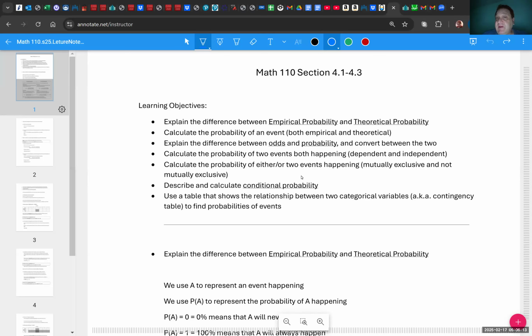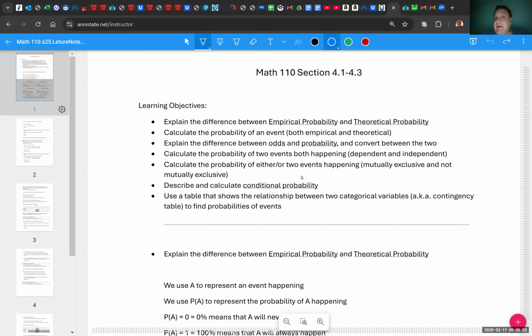Hi there. This video is the first part of chapter four, sections 4.1 through 4.3. The main learning objectives are to explain the difference between empirical probability and theoretical probability. We're going to be calculating the probability of an event, both empirical and theoretical.